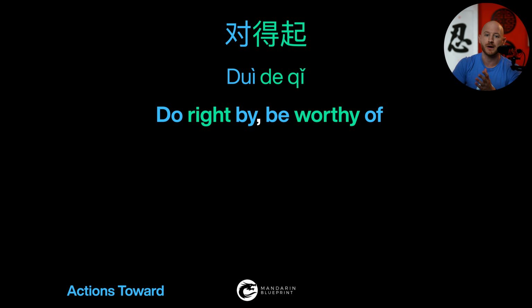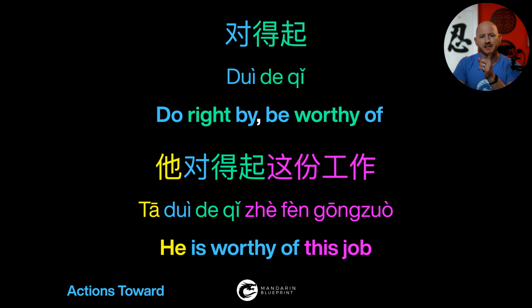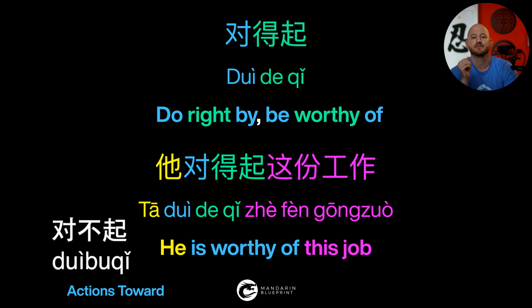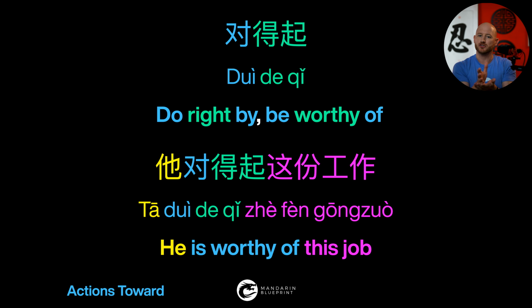And so often you might see it in the context like this. 他对得起这份工作. He is worthy of this job. He rises to, it is possible for him to rise to the level of it. And admittedly, people do not say 对得起 nearly as much as they say 对不起. But it just goes to show that this is a structure, this 不 的 being in between a verb and a result, that happens all the time. So look out for it.